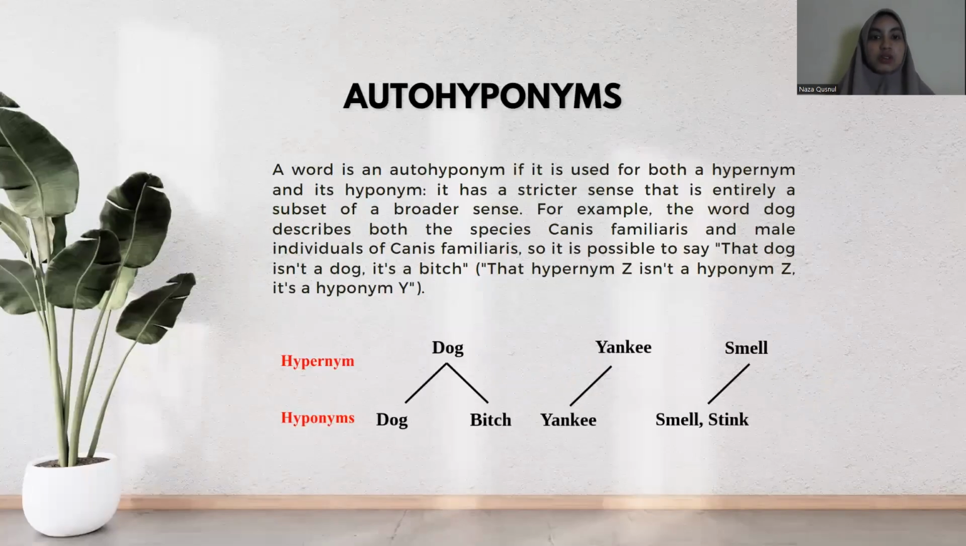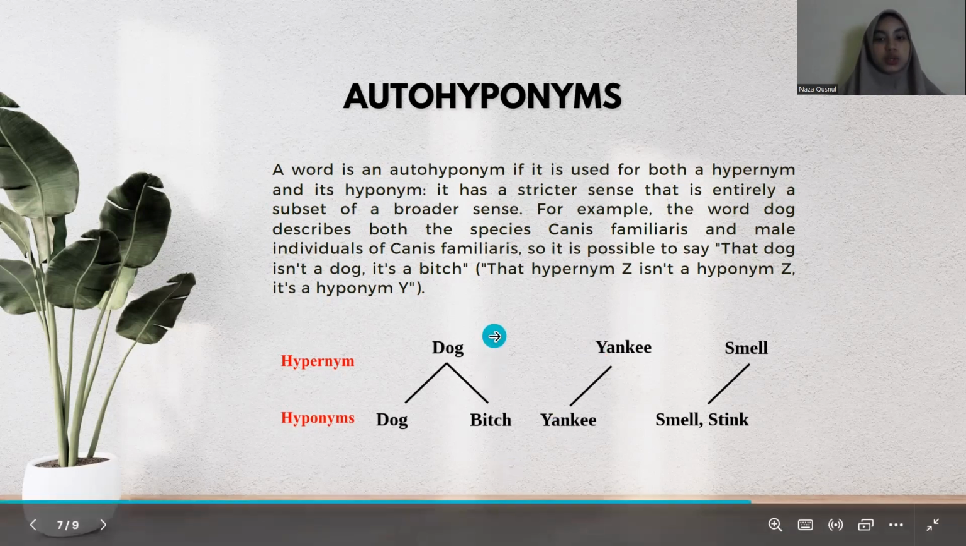Next is about autohyponyms. A word is an autohyponym if it is used for both a hypernym and a hyponym. It has a stricter sense that is entirely a subset of a broader sense. For example, the word dog describes both the species Canis familiaris and male individuals of Canis familiaris, so it is possible to say that a dog isn't a dog, it's a bitch. That hypernym sense isn't a hyponym set. It's a hyponym of one.